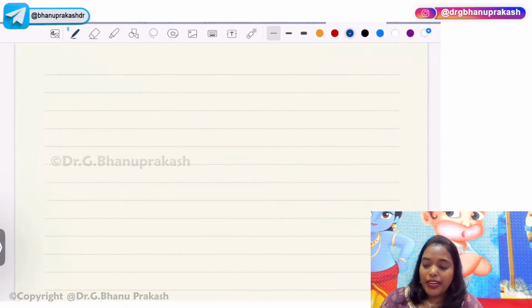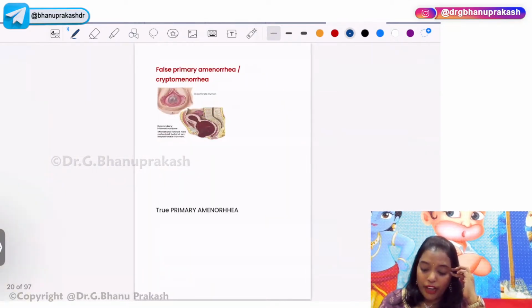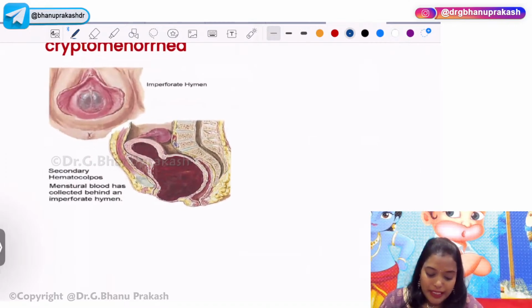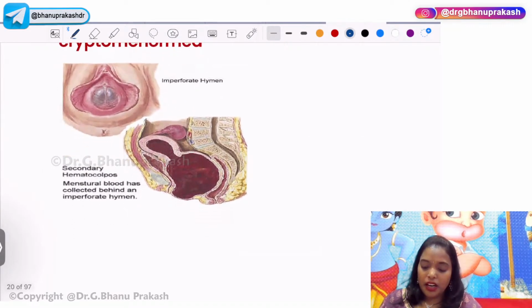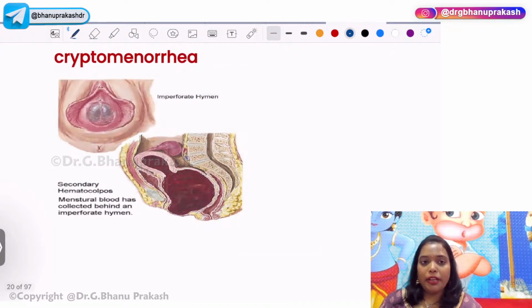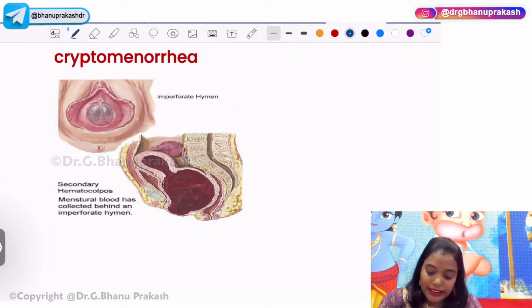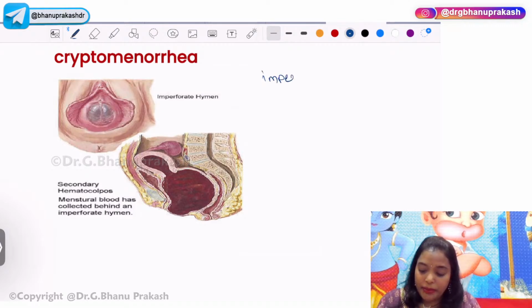So you tend to get questions again from primary amenorrhea. You have false primary amenorrhea and true primary amenorrhea. Just by seeing this picture, can you tell me what this is? Yes, this is called false primary amenorrhea or cryptomenorrhea. But what is this which will present with false primary amenorrhea or cryptomenorrhea? Yes, excellent. This is called imperforate hymen.